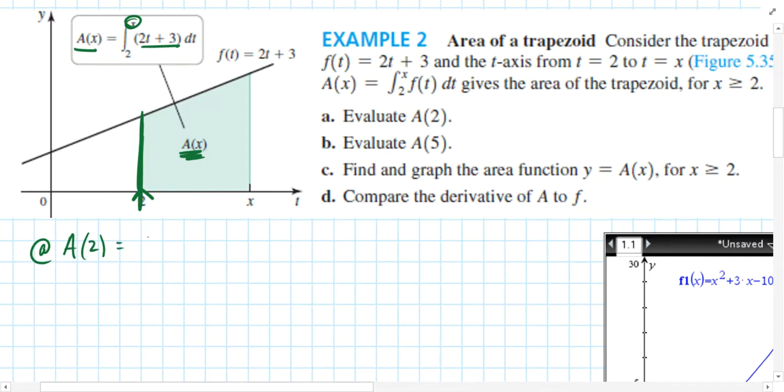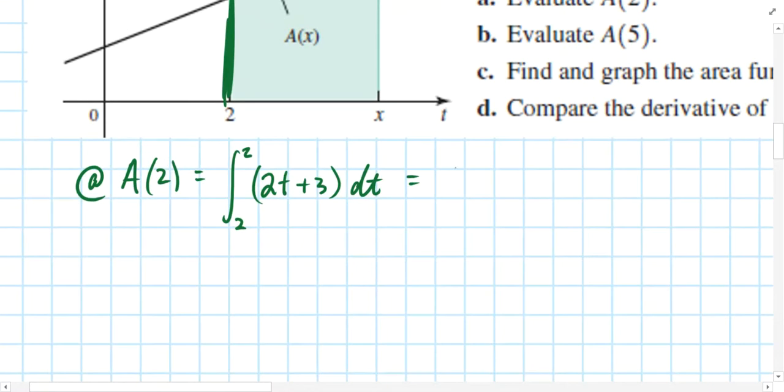Well, this is actually pretty easy, because with an x value of 2, we're saying that our upper boundary is 2. Our function is 2t plus 3 with respect to t. And if we had a region whose boundary on the left was 2 and on the right is 2, well, now we're just talking about the slimmest of lines with no width whatsoever. So the accumulated area between 2 and 2 is going to be 0.